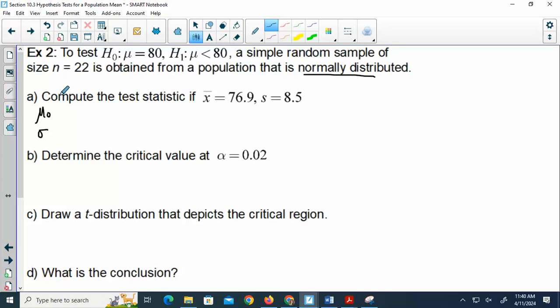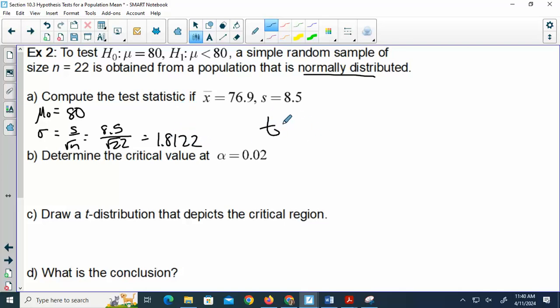It's on your formula sheet if you need it, so this is not anything new. If you look under chapter 8 on your formula sheet, your standard deviation and mean for x bar are given. So our mean is just the mean of the null hypothesis, which is 80. The standard deviation for x bar is our sample standard deviation divided by the square root of n. So my sample standard deviation was 8.5 divided by the square root of 22, and we get 1.8122.